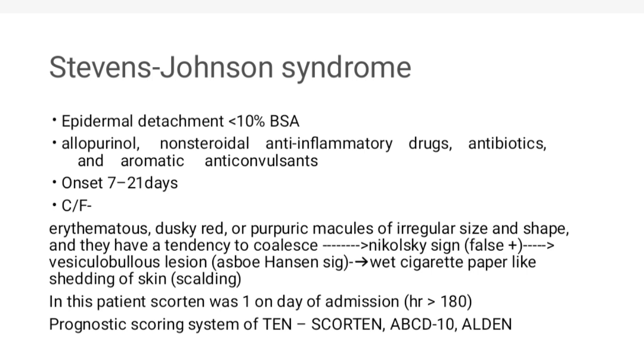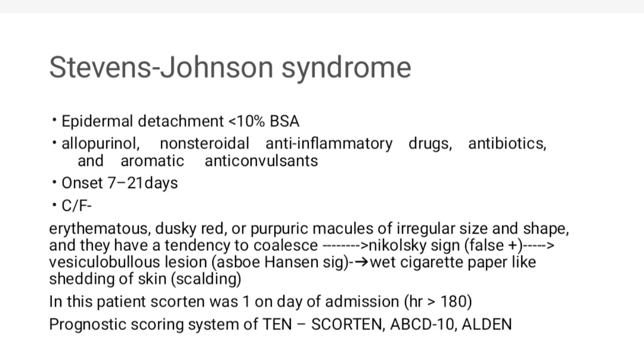Clinical features will be erythematous, dusky red or purpuric macules of irregular size and shape. They have tendency to coalesce. We can also elicit Nikolsky sign, which would be false positive. Then it can progress to vesiculobullous lesion, giving Asboe-Hansen sign. And then wet cigarette paper like shedding of skin will be present, that is known as scalding.